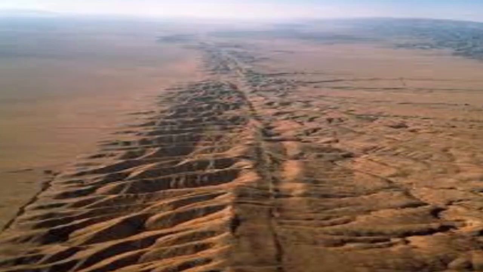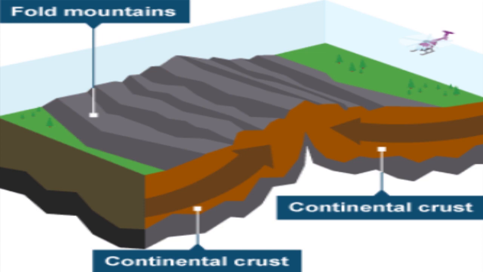Some of the common features here are earthquakes, which are mostly violent earthquakes. Okay, and then we have the collision zone.